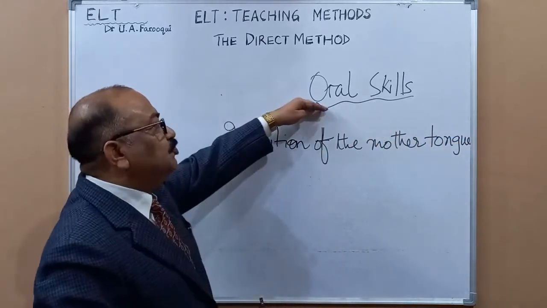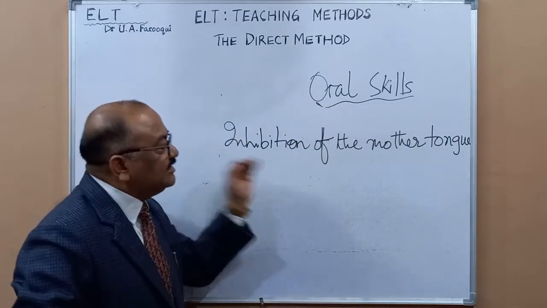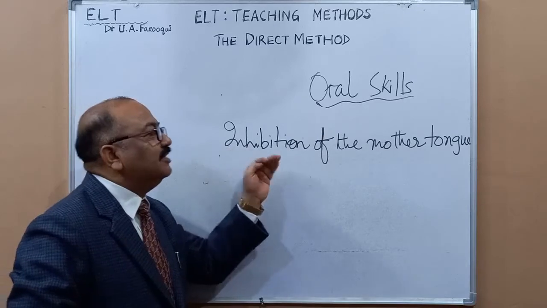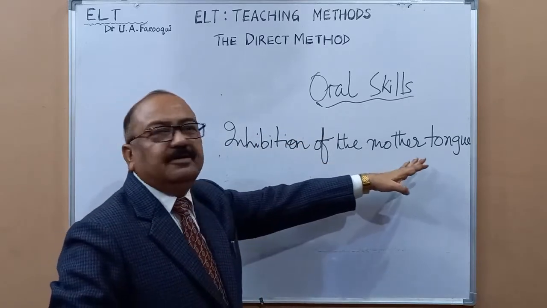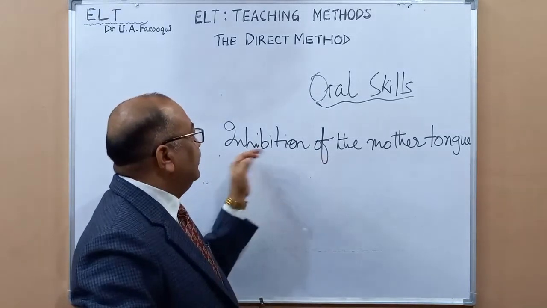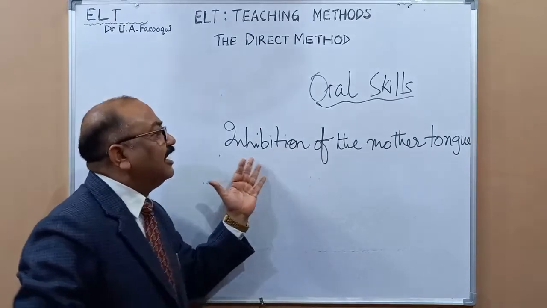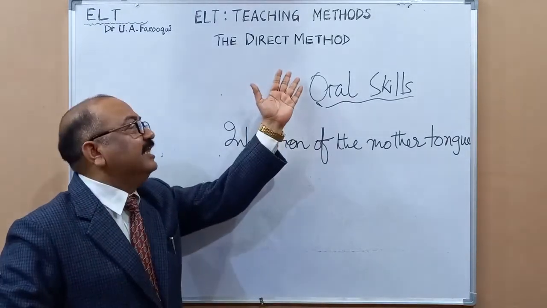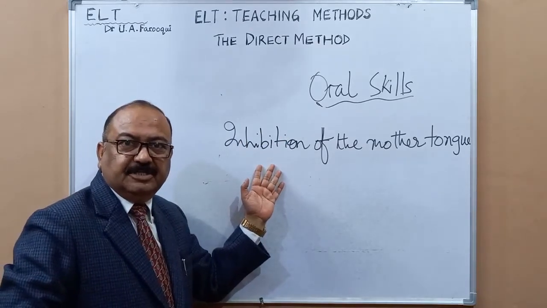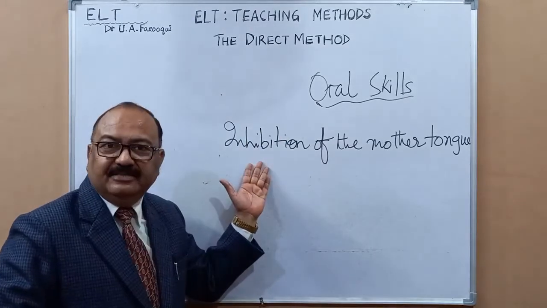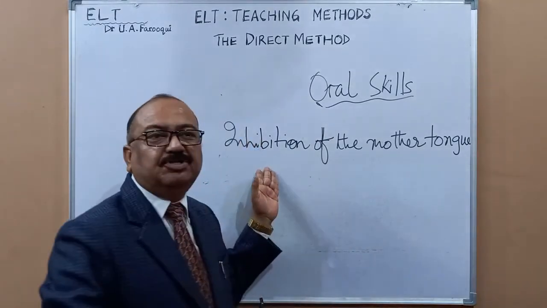The teacher aims to improve the oral skills of his students, and he makes sure that the mother tongue is kept away from the classroom. Okay. So what is it? Inhibition means the mother tongue is in a way a kind of taboo in a direct English language teaching class. It's forbidden. So what do you have? Inhibition of the mother tongue. This is the important point.